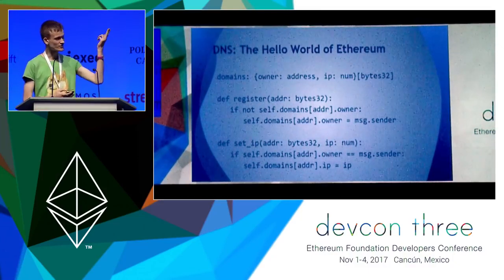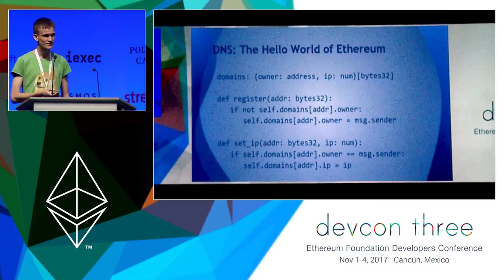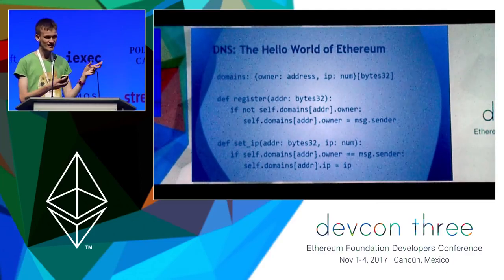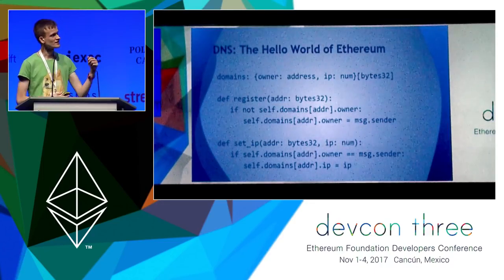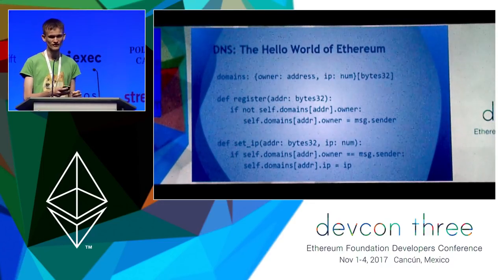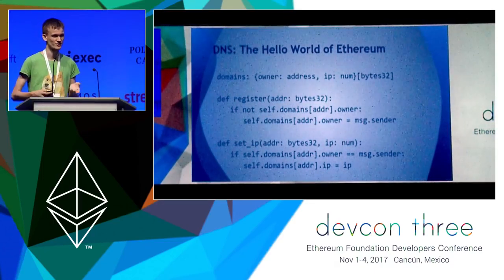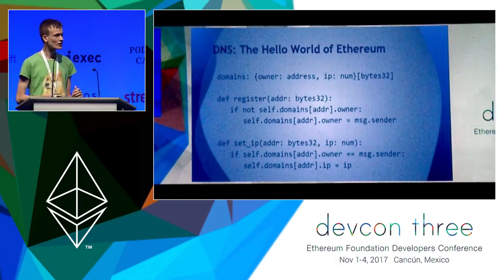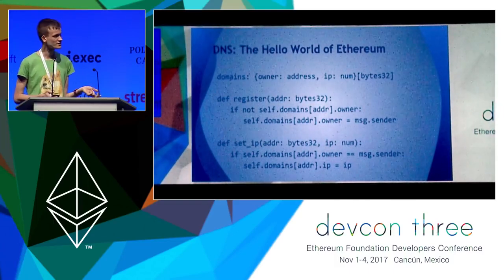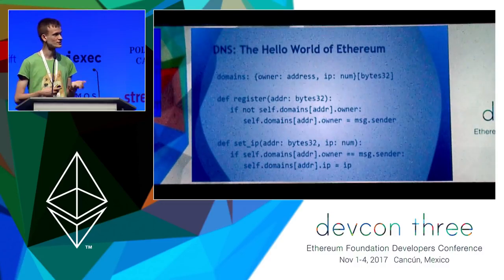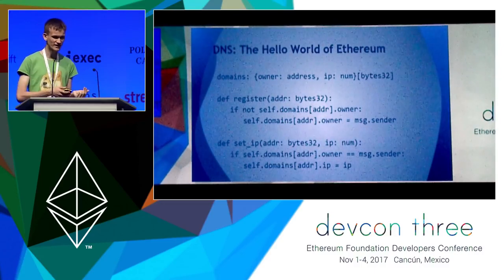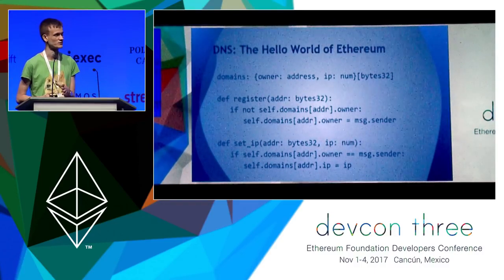So basically, you have two functions, and these two functions represent things that you can do with the contract. And at the top, you have a declaration of what the contract stores. So the contract stores a mapping of a domain to what is the owner of the domain and what IP address the domain is supposed to point to.